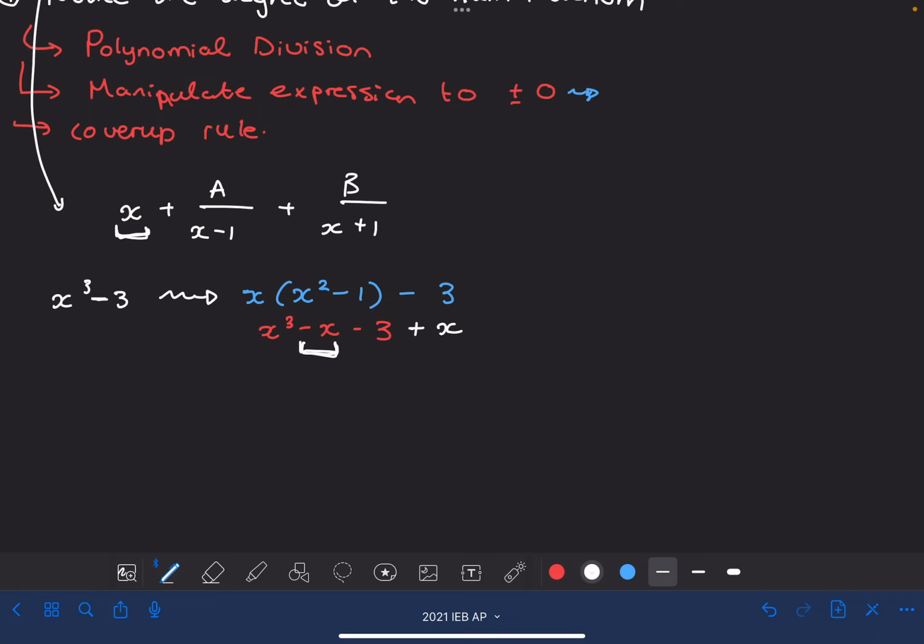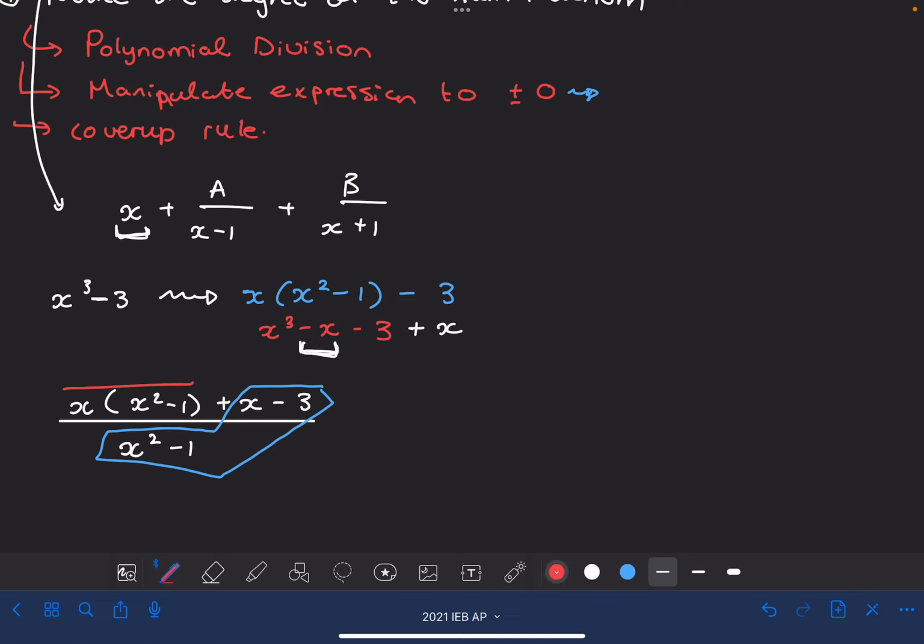So now we know that we can rewrite this, just focusing again on the integrand, as x into x squared minus 1 plus x minus 3, all over x squared minus 1. Now, in a fraction of this type, we should know from many years earlier that we can group these terms together, since we have one term in the denominator and multiple in the numerator. We can group these like that and essentially separate them.